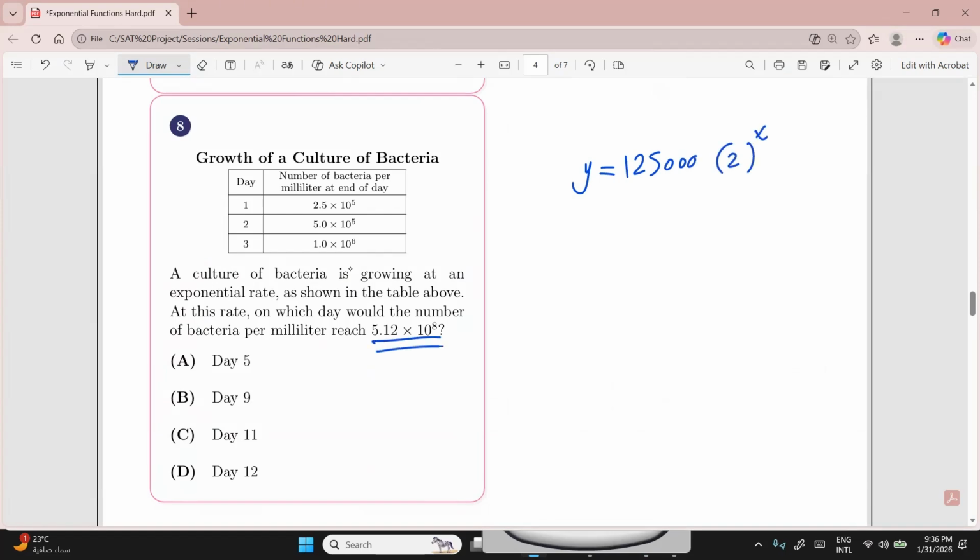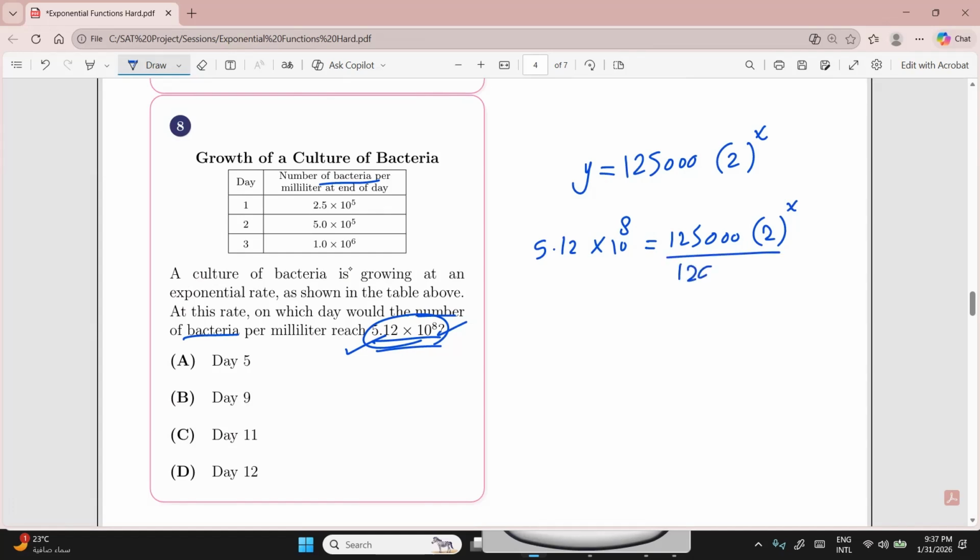Now we need to get this. This is y, because the number of bacteria reached this amount. Number of bacteria is y, so replace this in the y value. So 5.12 times 10 to the 8th power is equal to 125,000 times 2 to the power of x. Don't write this on the calculator. It will be confusing. Maybe the calculator gives you an error, or maybe it cannot solve it. So we can simplify it a little bit.